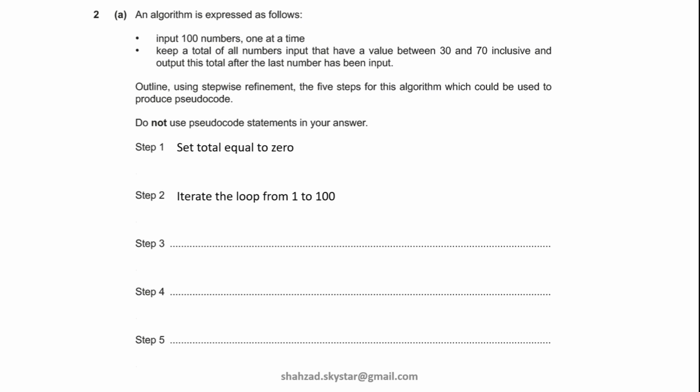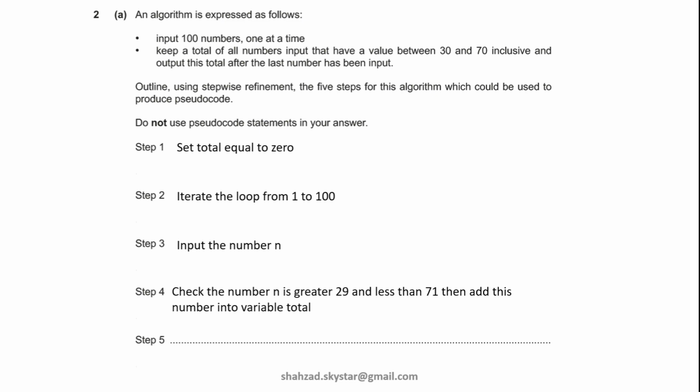Then after this, iterate the loop from 1 to 100 because we should get 100 inputs. After this, we can get the number, input the number into a variable n. Then check the number n is greater than 29 and less than 71. Then add this number into variable total. Then once the loop finishes, print the variable total, what is the value in the total variable.